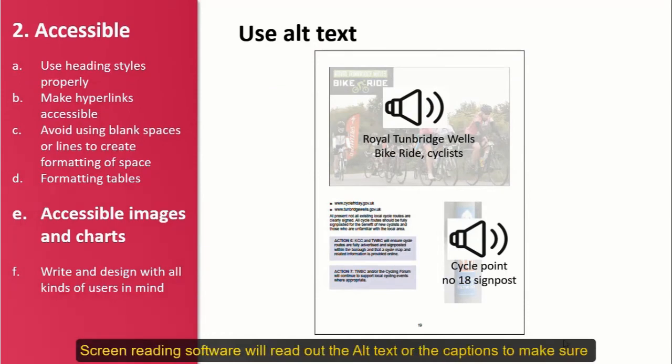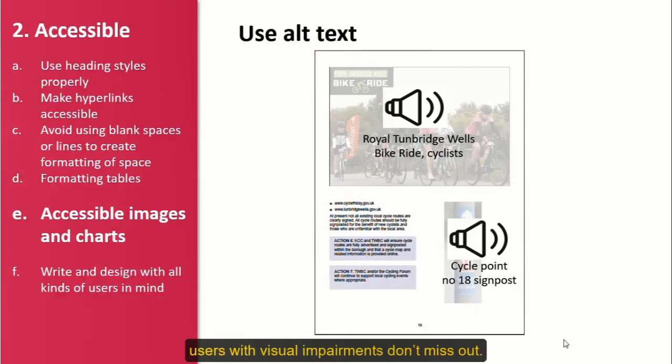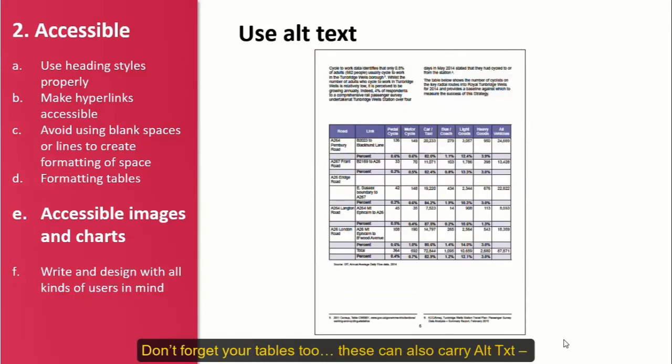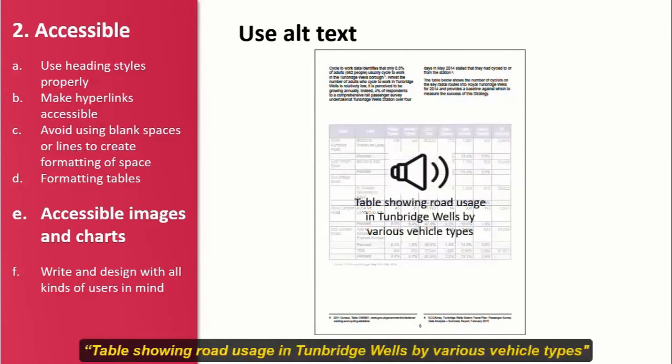Screen reading software will read out the alt text or the captions to make sure users with visual impairments don't miss out. Your alt text should be descriptive of the content, just like you would describe it to someone who can't see it, but it also needs to be concise. And don't forget your tables too. These can also carry alt text. So for example, a table like this could carry the alt text: table showing road usage in Tunbridge Wells by various vehicle types.